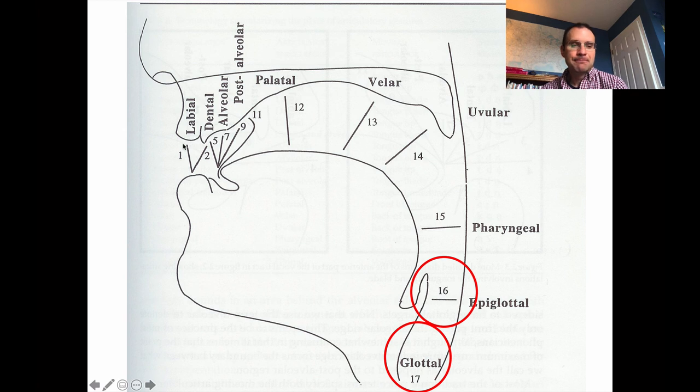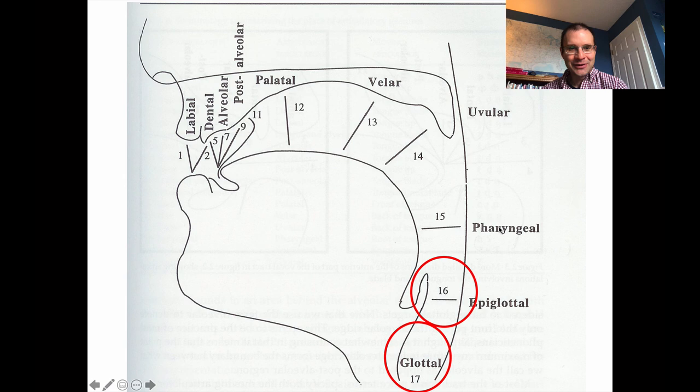So when we make an M or an N, we're able to stop the flow of air through our mouths, while air can still flow out through our nose. That's a nasal stop. But if I'm making the stop portion of that down here, then air is never going to flow through the nose. So we just don't get those at all. It's aerodynamically impossible.